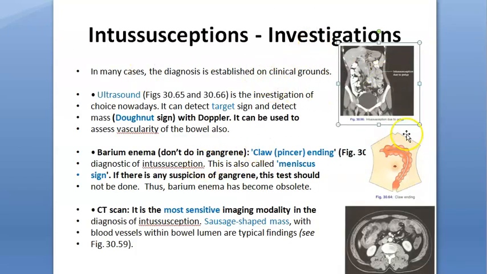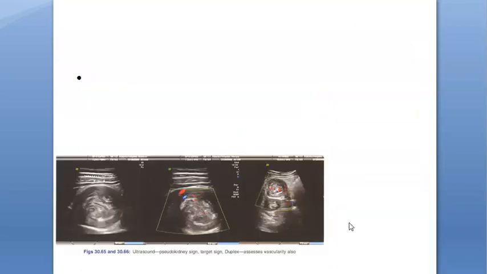What investigations will you do? Ultrasound is the best. You can also try to establish the diagnosis on clinical grounds itself. In ultrasound, you will see the target sign and doughnut sign. In barium enema, which is not done, you can see the claw, pincer ending, and meniscus sign. In CT scan, you can see a sausage-shaped mass. CT scan is most sensitive.